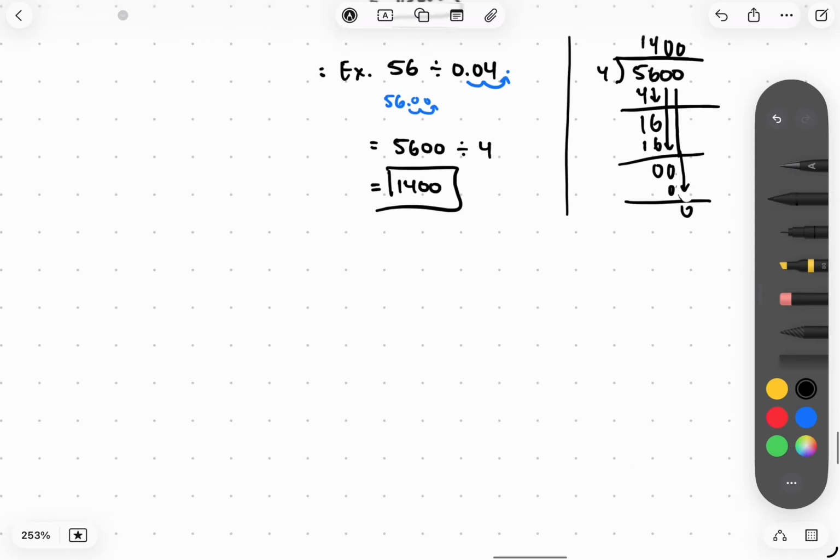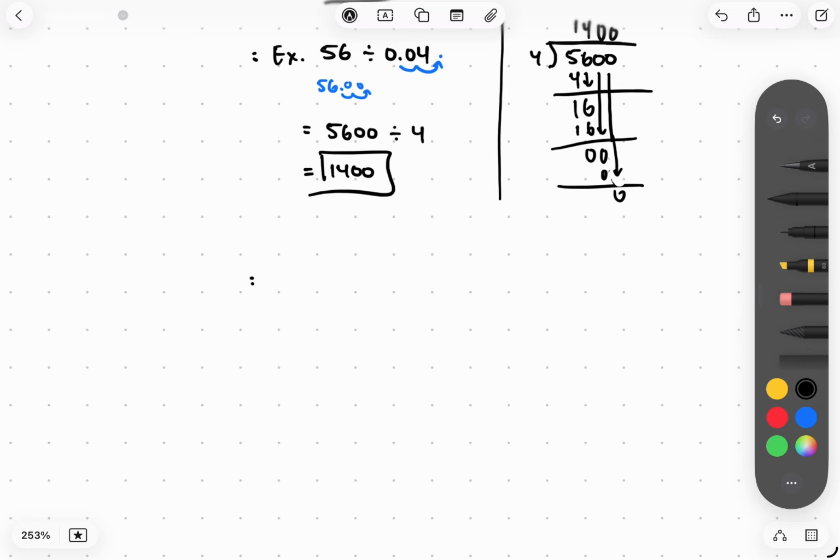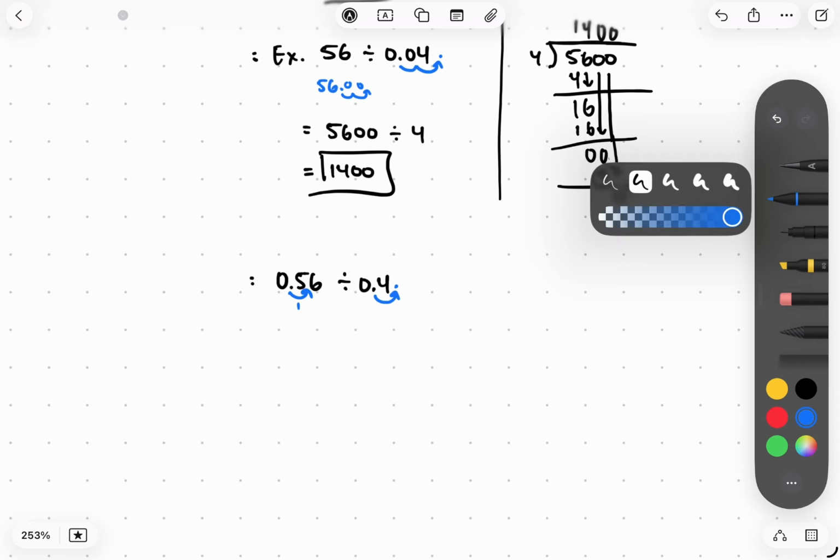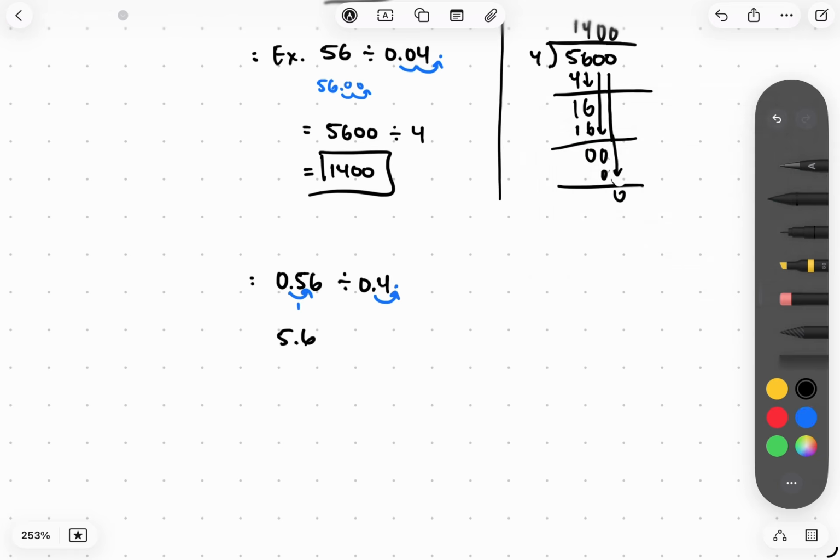So actually, you know what? I'm going to go with one more example. Let's say we have 0.56 divided by 0.4. All right, so same rule. I look at the denominator, move the decimal back, and I have to go one place. So therefore here I also go one place. And then I am left with 5.6 divided by 4.